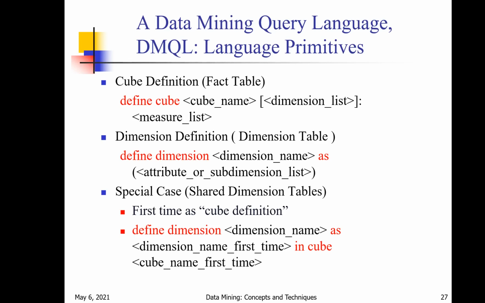So just a cube, we will define with define cube, cube name, dimension list. Next, the measures list. Again, each and every dimension in that dimension list has to be defined. Define dimension, dimension name as those dimension attributes. Again, the number of dimensions is the same: define dimension 2, dimension name as attributes list, like that.